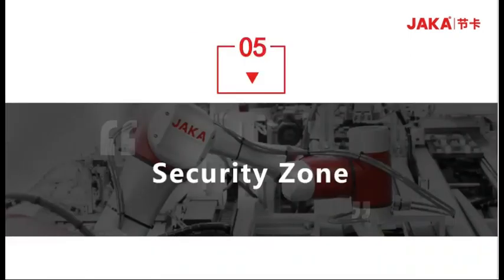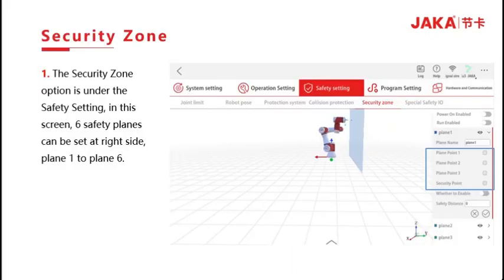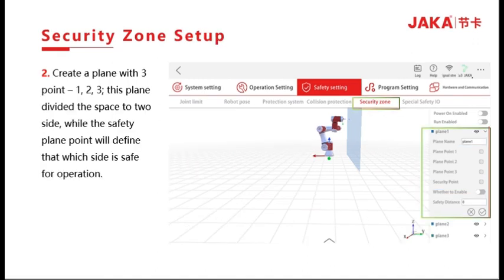Security zone. Find the security zone option in safety setting. As the right side picture, there are 6 security planes can be set, from plane 1 to 6. Each plane is combined with 3 points. With setting the plane point 1 to 3, the plane is divided in 2 sides. And the security point will define which side is safe for operation.